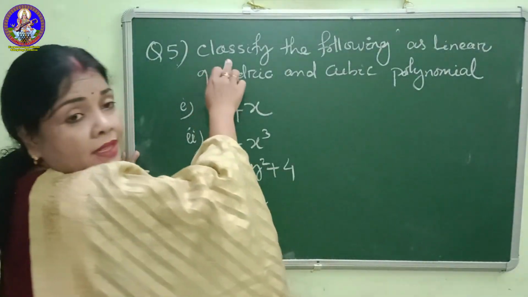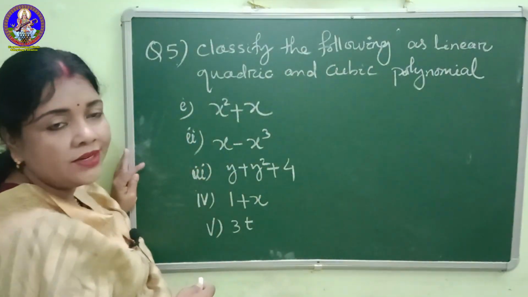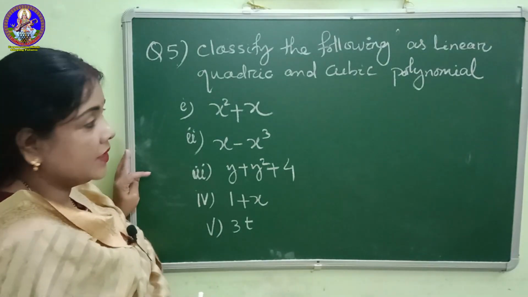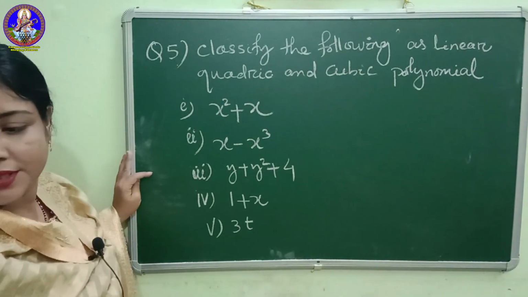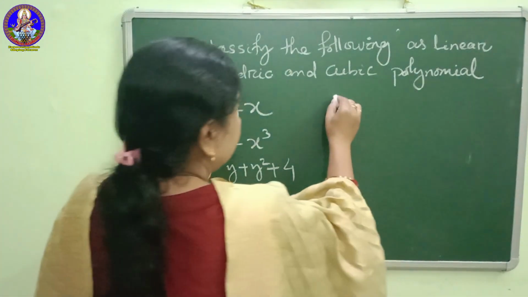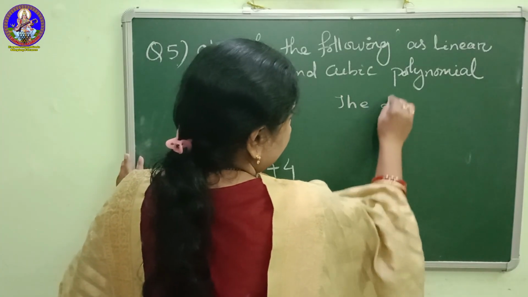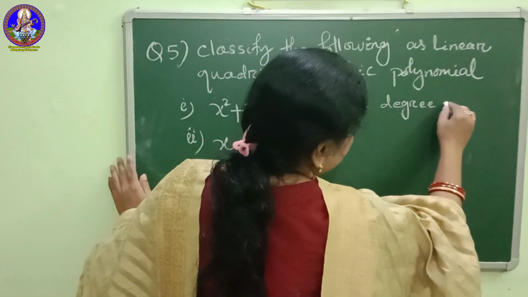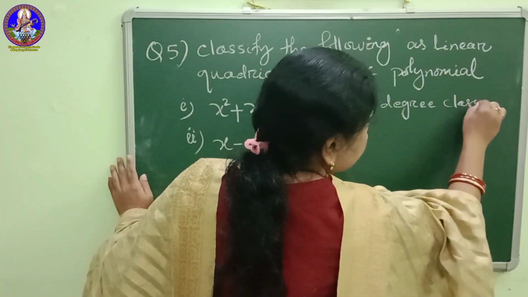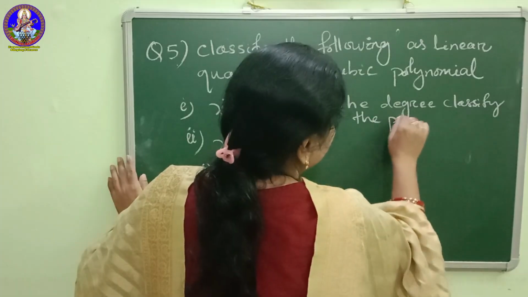Again, this is question 5 from your textbook. It has been asked to classify the following polynomials as linear, quadratic or cubic. Before solving this problem, you have to remember some notes on how to classify the polynomial by its degree.